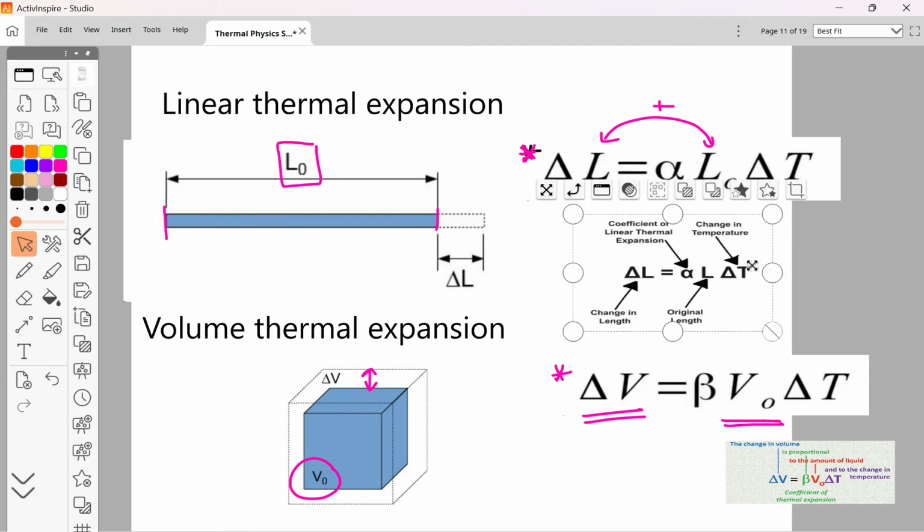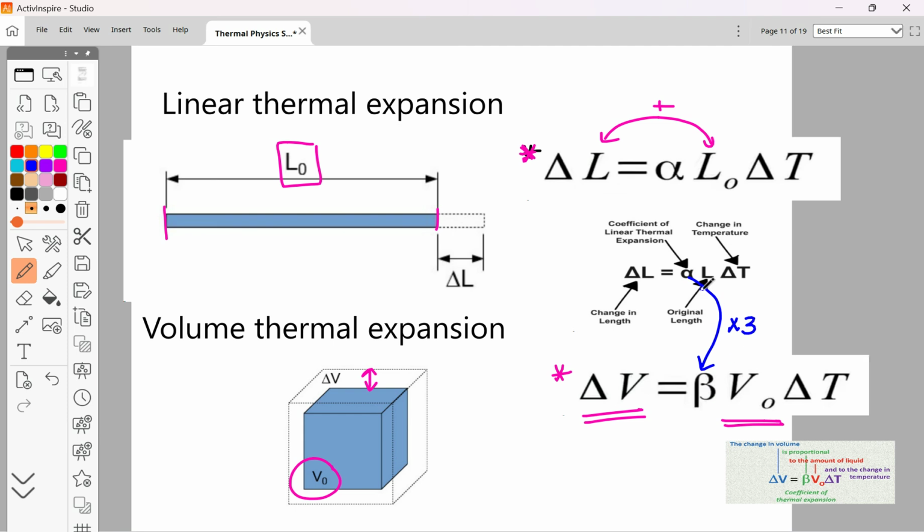For the coefficient of expansion for linear expansion, we use alpha. For volume expansion, we use beta, and you'll see that the linear coefficient is always a third of it. You can think of it as volume having three sides, so three lengths basically that are expanding. So beta is going to be 3 times the linear coefficient of expansion. And then it's plug and play.